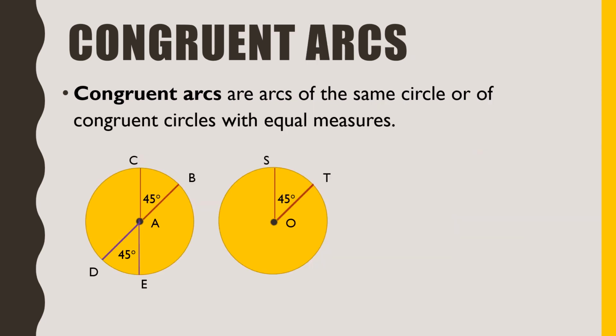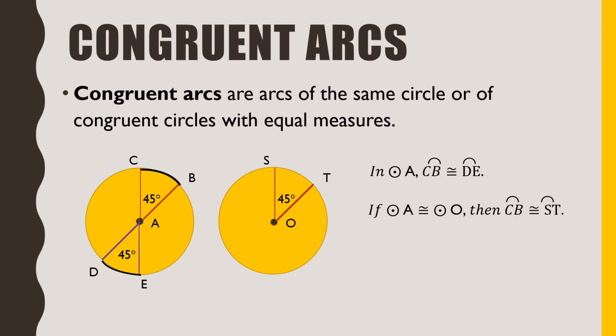What are congruent arcs? Congruent arcs are arcs of the same circle or of congruent circles with equal measures. For example, in circle A, arc CB is congruent to arc DE. If circle A is congruent to circle O, then arc CB is congruent to arc ST, and arc DE is congruent to arc ST.